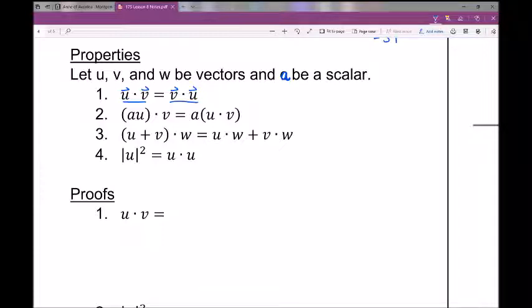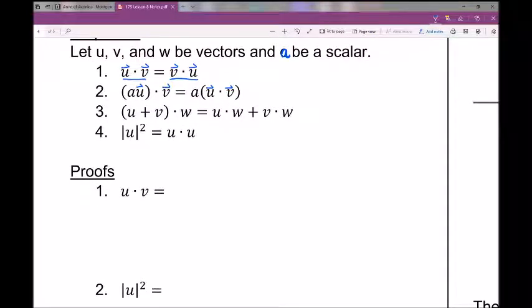If we multiply a scalar by the vector u and then dot product it with v, that's the same thing as if we multiplied the scalar by the dot product of u and v. Furthermore, if we have a sum of two vectors dotted with another vector, we can distribute that dotted vector into the sum, and so we get the dot product of u and w plus the dot product of v and w. And finally, if we have the magnitude of u and square it, that's just the same thing as if we were to dot u with itself. Okay, so those are our four main properties of the dot product.